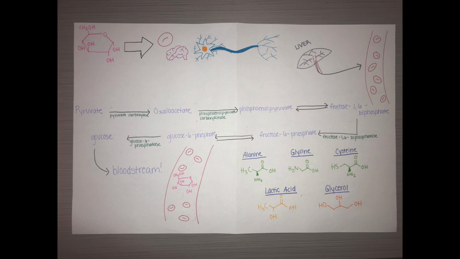Its goal is to maintain homeostasis in the body by maintaining blood glucose levels. So when carbohydrate intake and blood sugars are low, gluconeogenesis is used.